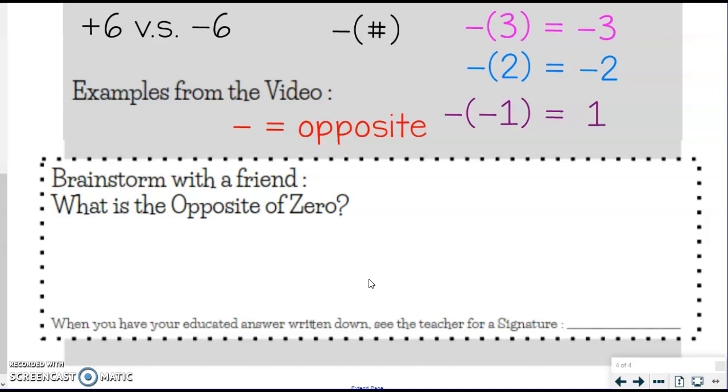All right, I hope you paused your video and had this discussion. Once you think you have an educated guess on what the opposite of 0 is, write it here and get a teacher signature. We want to see what your thoughts were.